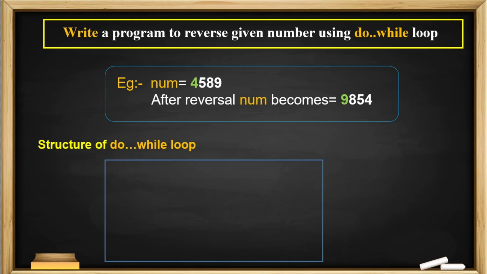Structure of do while loop is as shown. Inside do keyword, we write statements within curly brackets. Condition is checked at last. Always remember, in do while loop, while keyword is always ended with semicolon.